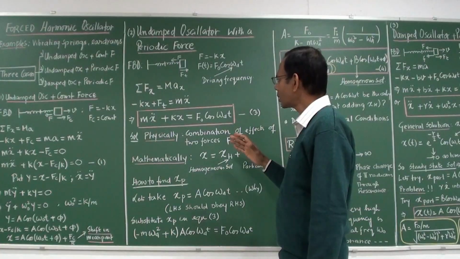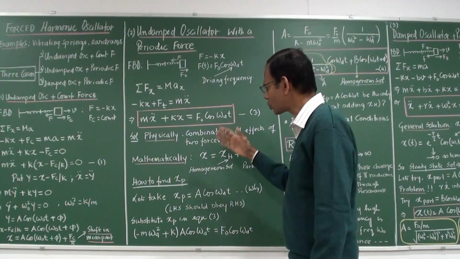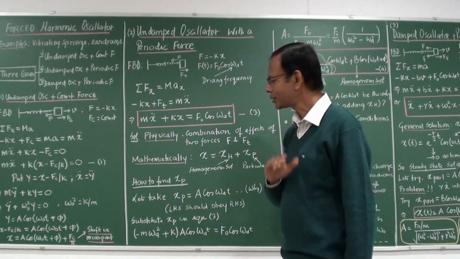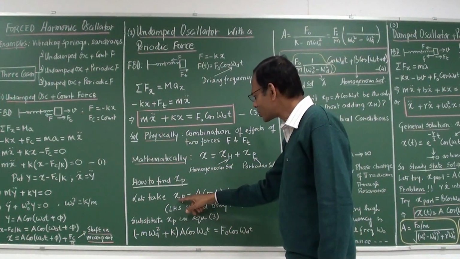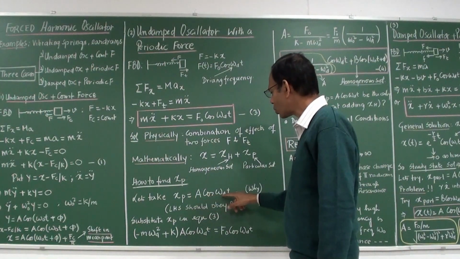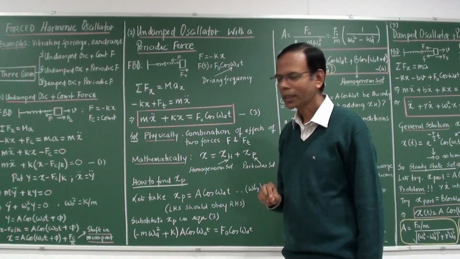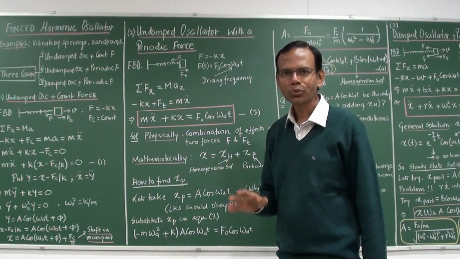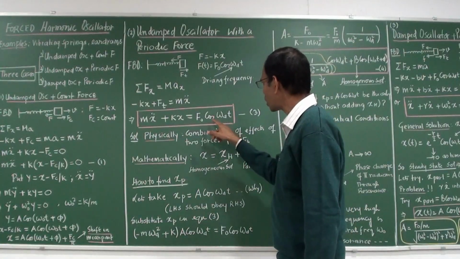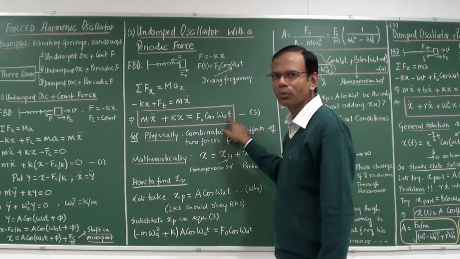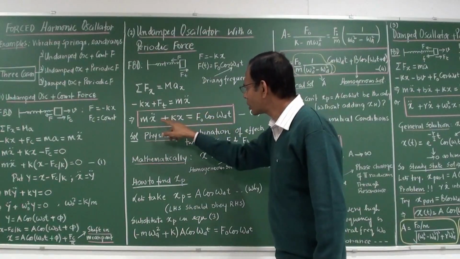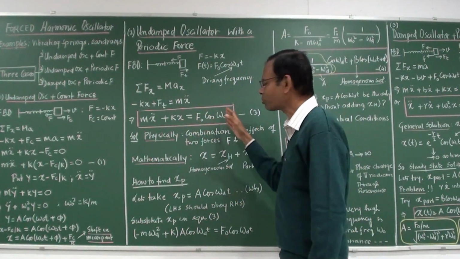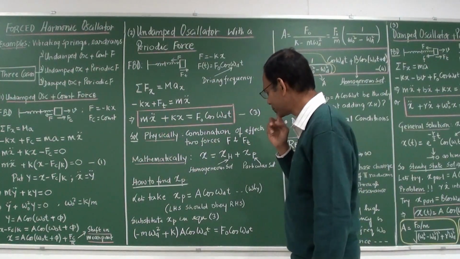But here, mathematics is not our goal. Our goal is to understand the physics. So we take a short, simple method. We assume xp to be A cos omega_d t. Why do I choose this? I choose this because this side is also omega_d t, so here also it should be omega_d t. Otherwise they will not match. Fine.